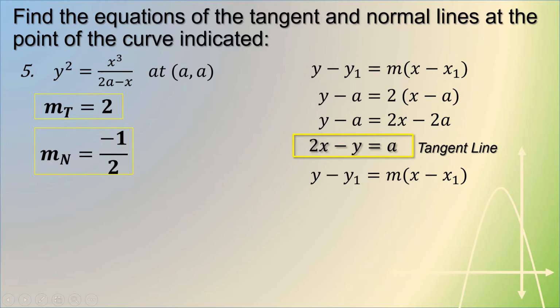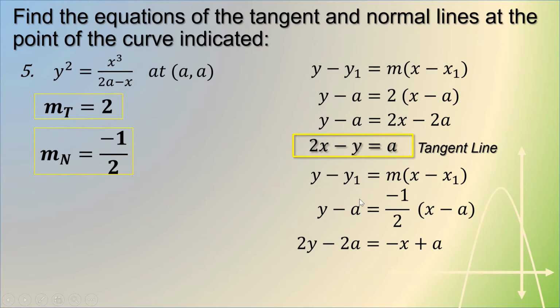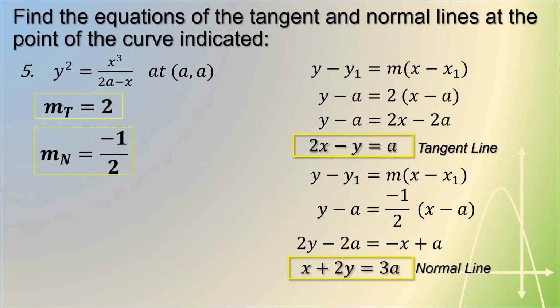For the normal line equation, that is y minus a is equal to negative 1 half times x minus a. Cross multiplying 2 to the left side. So that is 2y minus 2a is equal to negative x plus a. And then our normal line equation is x plus 2y is equal to 3a.